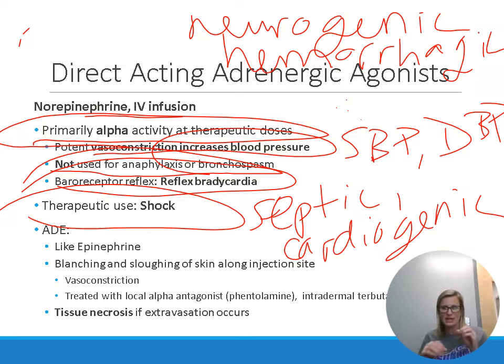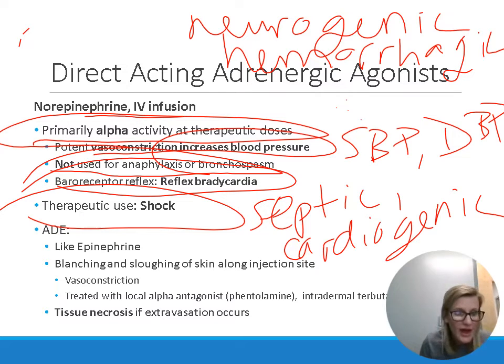Blanching is when the skin turns white, or pale rather, because the cutaneous vessels constrict. Remember, this is causing vasoconstriction. So right along the injection site, there's a really high concentration of it. So we see a lot of constriction that decreases blood flow to the area. And that can actually cause some damage to the tissue in the area.